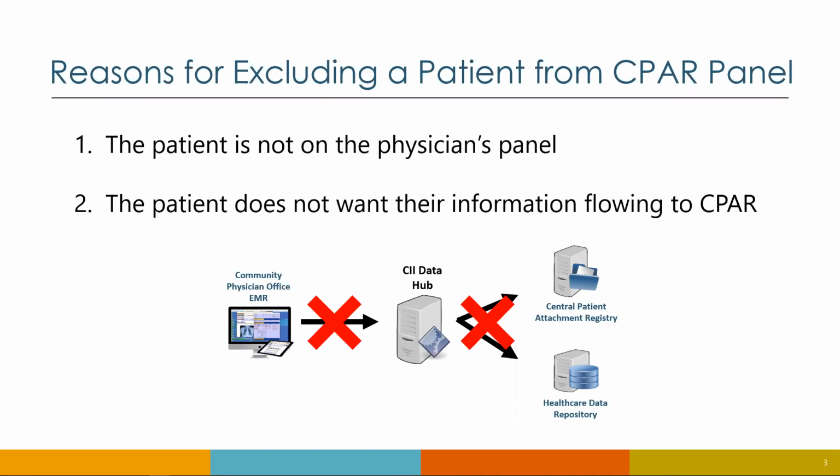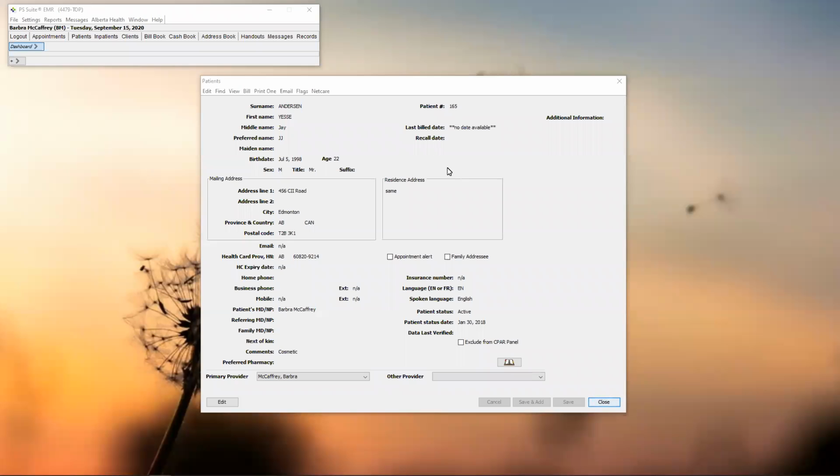Now, let's go to a live demo in the PS Suite EMR to see how we can exclude a patient from a provider's CPAR panel in each of these scenarios. So when we are in the PS Suite EMR, we want to go to Patients here. This will open the Patients window here.